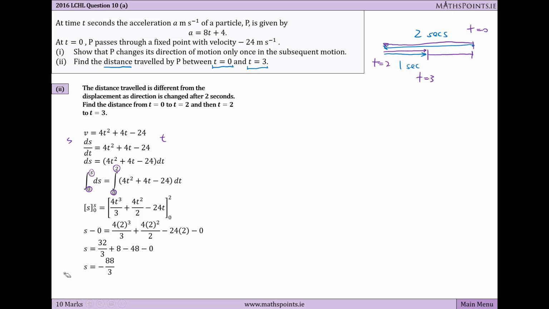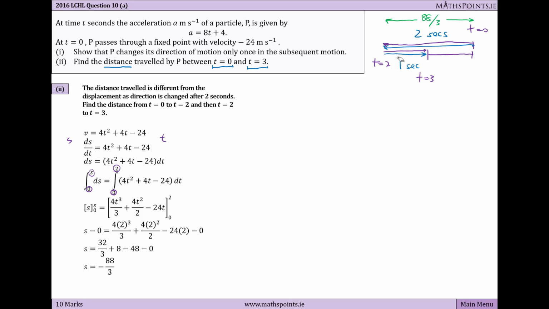and s is equal to minus 88 over 3. Now the minus 88 over 3 makes sense because it's a negative number and we know that the particle moved to the left initially. And so the magnitude of that displacement is 88 over 3. And that's the distance travelled in the first 2 seconds.